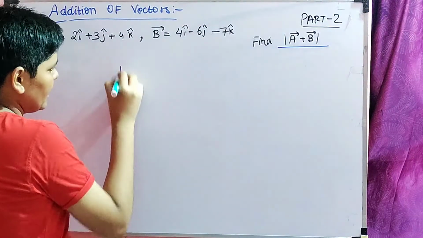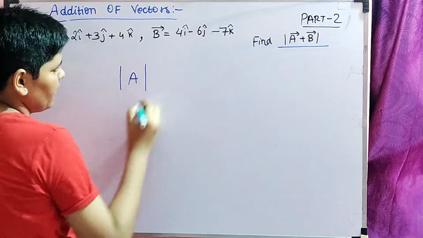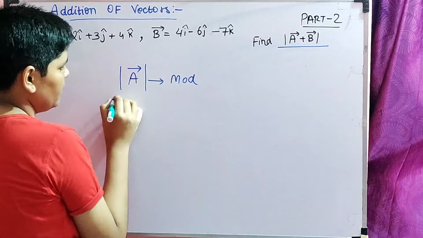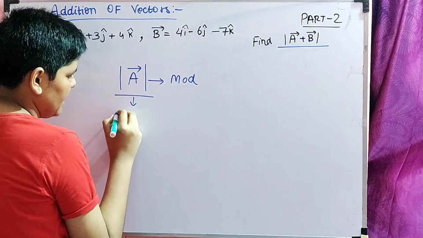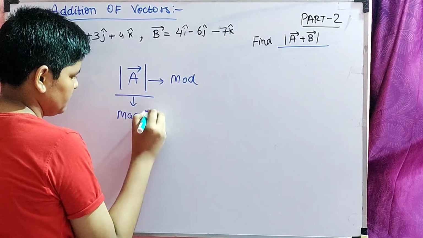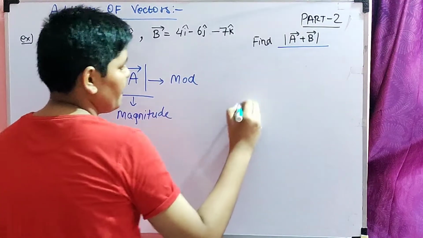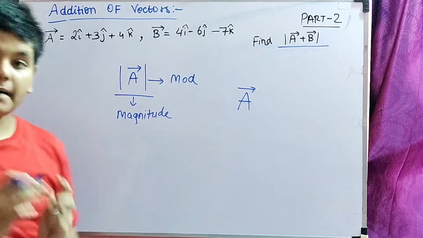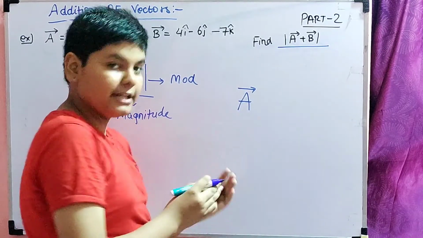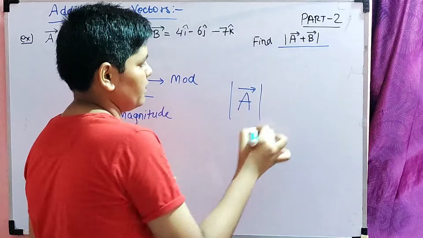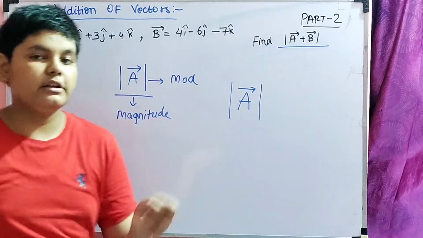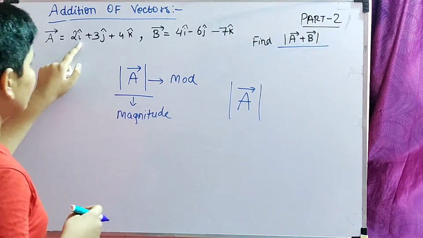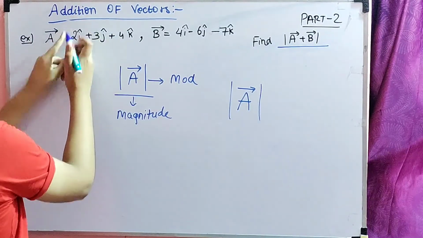Now if you take a value a and put this symbol around it, it is called mod. This symbol is called mod, and finding the mod is what you call finding the magnitude. So if you have a vector a bar, it can be represented like this. But if you want to find the magnitude of the vector, then you put a mod around it. This mod represents that we do not need direction, we only need the magnitude. Like 2i cap: the magnitude of 2i cap is only 2.